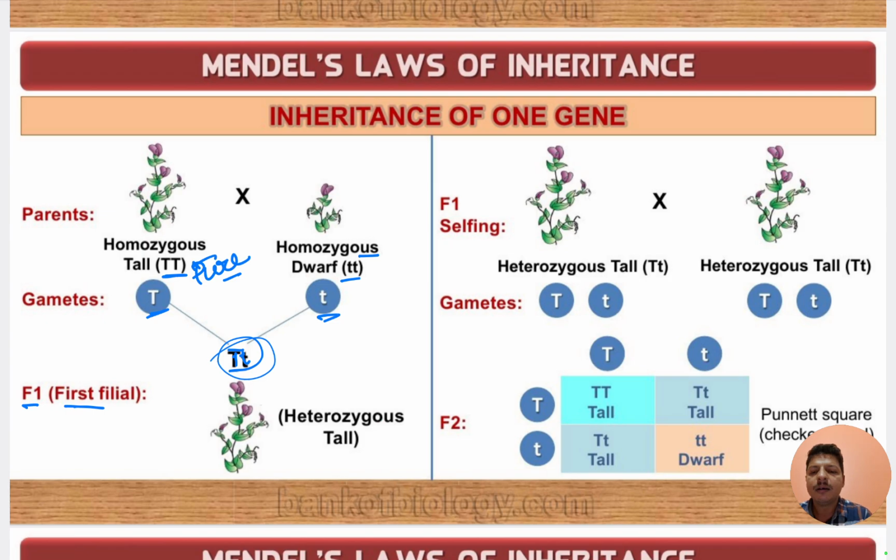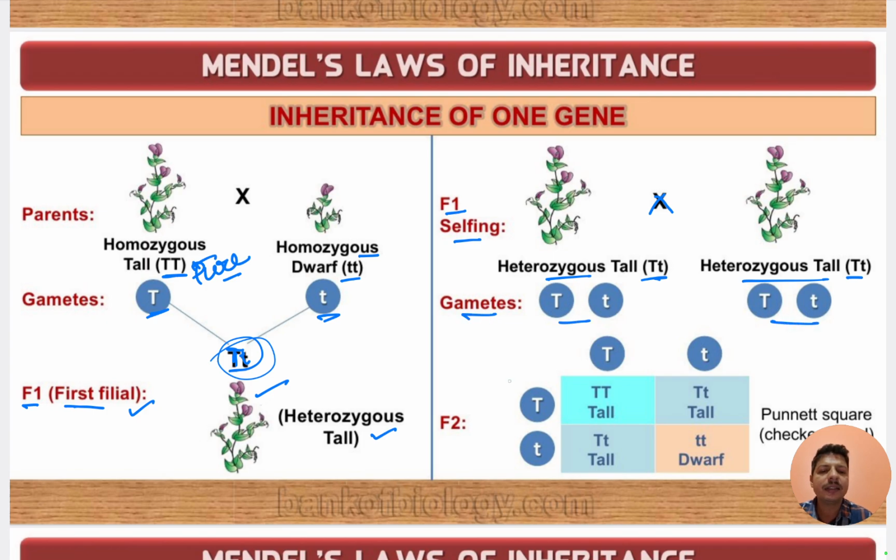It is the plant showing tallness, because capital T is for tallness and T is here, that is dominant, and small t is recessive. So the homozygous dwarf parent's character is hidden in the first generation. That's why it is called heterozygous tall, impure tall. Then Mendel again selfed the F1 plant, heterozygous tall, as you can see, again a cross between them.